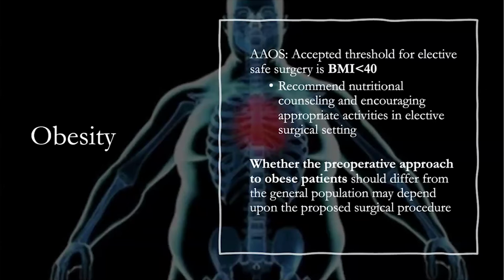According to the obesity toolkit by the Academy, essentially the accepted threshold for elective safe surgery is a BMI of less than 40. And they recommend, of course, nutritional counseling and lifestyle modifications where possible. I think in reading a couple of different articles, whether the preoperative approach to obese patients should differ from the general population is a matter of controversy, but it certainly may depend heavily upon surgery-specific concerns and the proposed surgical procedure.